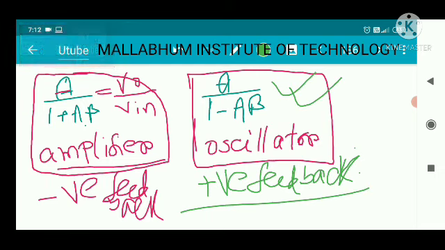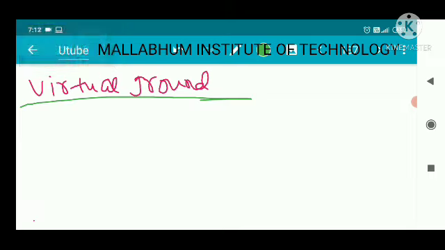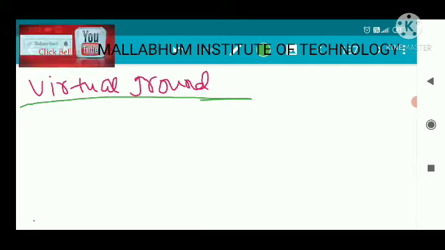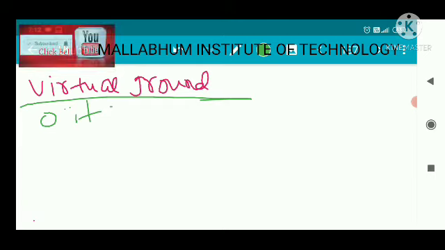Now, moving on from the previous discussion, today we will discuss the concept of virtual ground. I have said previously that if you know the concept of virtual ground, almost 90% of op-amp problems will be solved very easily. Now, the first point about the virtual ground is that it can only be applied if the open loop gain is infinite.